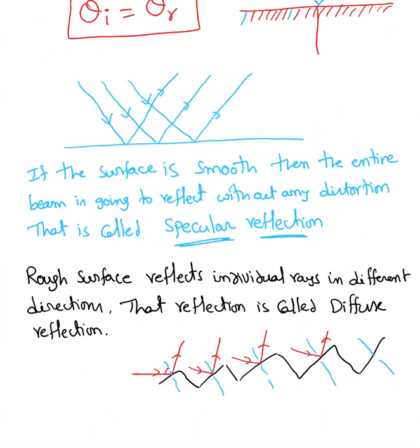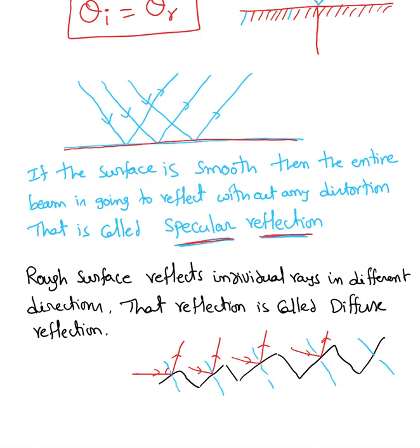If the surface is smooth, then the entire beam is going to reflect without any distortion. That is called specular reflection. So if the surface is smooth like this, then all the light rays are going to reflect. The whole beam is going to reflect. That reflection is called specular reflection.